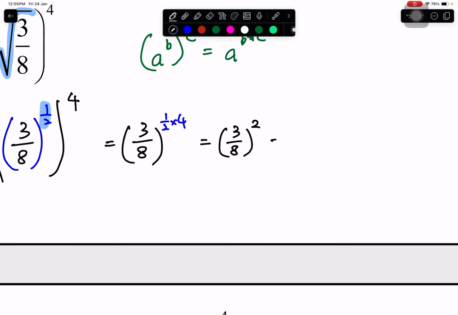Now the 2 has to be applied to each of them, so 3 squared over 8 squared after we break the bracket, because the 2 has to go to the top and the bottom as well. We will have 9 over 64.